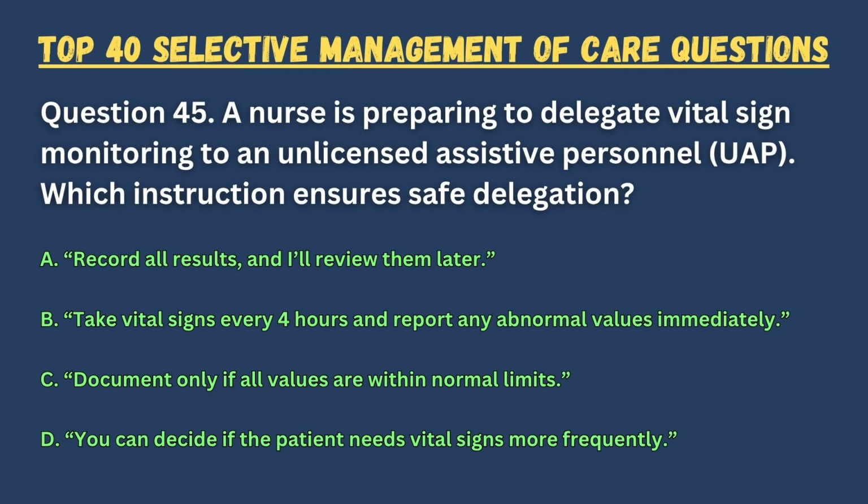Question 45. A nurse is preparing to delegate vital sign monitoring to an unlicensed assistive personnel, UAP. Which instruction ensures safe delegation? A. Record all results, and I'll review them later. B. Take vital signs every 4 hours and report any abnormal values immediately. C. Document only if all values are within normal limits. D. You can decide if the patient needs vital signs more frequently.